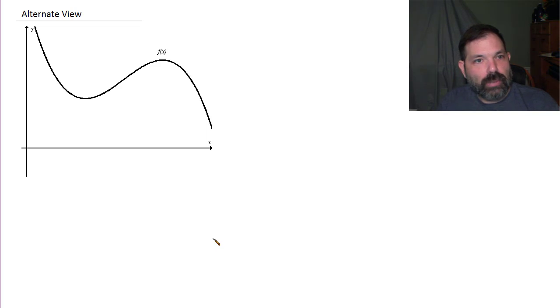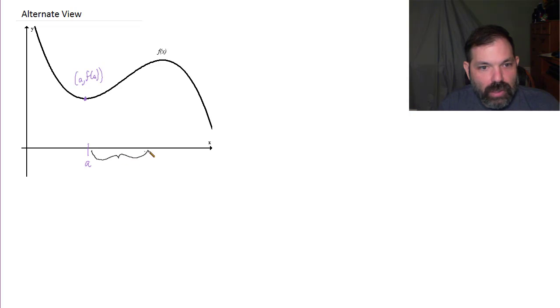Let's now introduce an important alternate view of that same problem. Let's again start with our generic function and our point a, f of a. That's the actual point on the curve. But now, instead of marking another point on the x-axis as being where the x value is b, let's introduce a distance from a. Let's call this distance right here h.